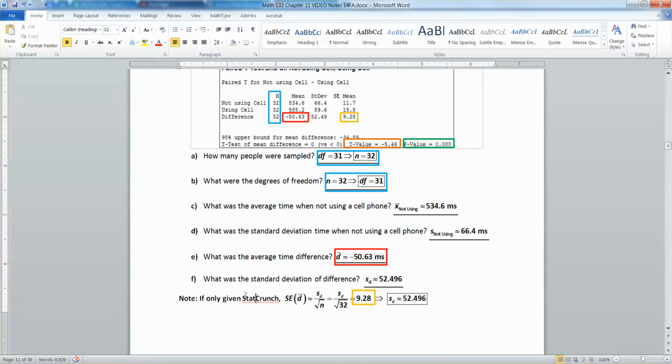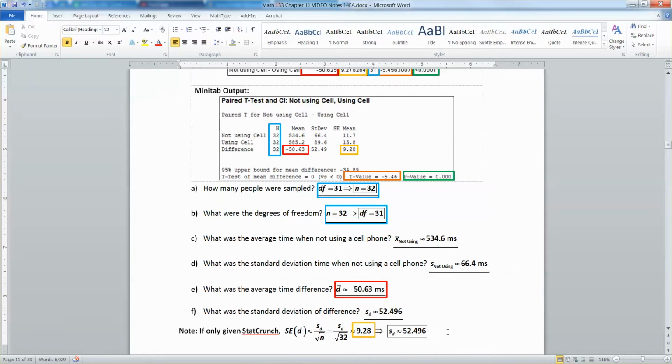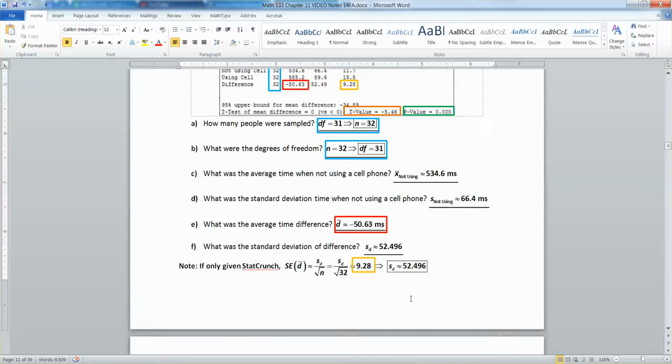All right. That's a whole bunch of just knowing how to read this output, right, and look for particular things.